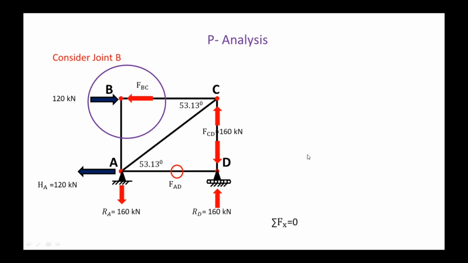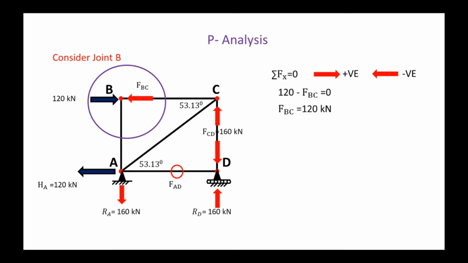Now apply here the sigma Fx condition. These are the sign conventions: toward the right is positive and toward the left is negative. So this 120 is toward the right, so that is the plus, and FBC is toward the left, that is the minus. So 120 minus FBC is equal to 0. So we got the value of FBC is equal to 120 kN.